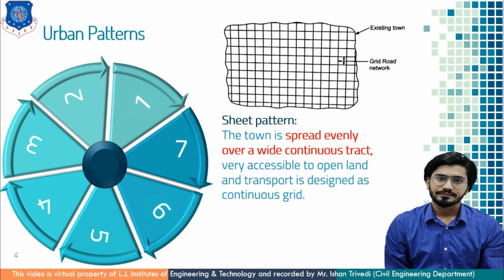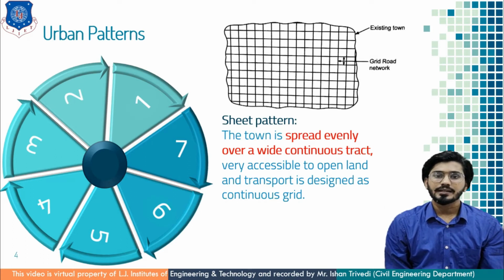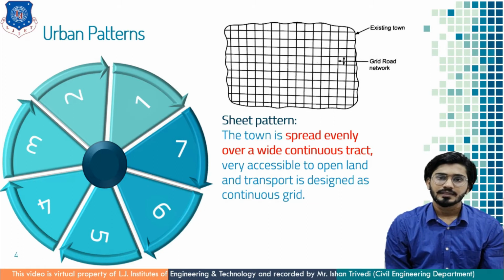Next is the sheet pattern. The town is spread evenly over a wide continuous tract, which is very accessible to open land, and transport is designed as a continuous grid. This grid pattern has also been discussed in the previous sessions. So this is what the urban patterns are.